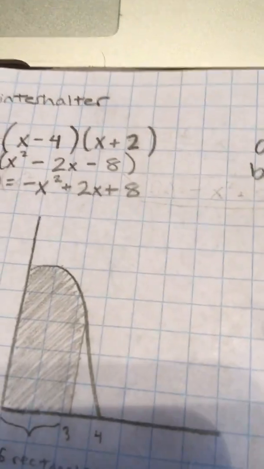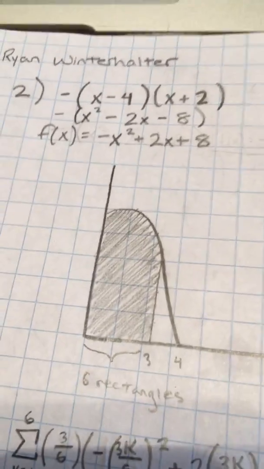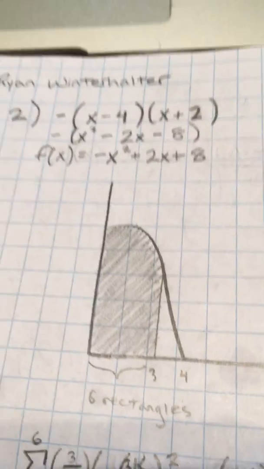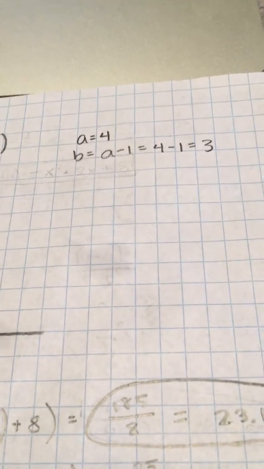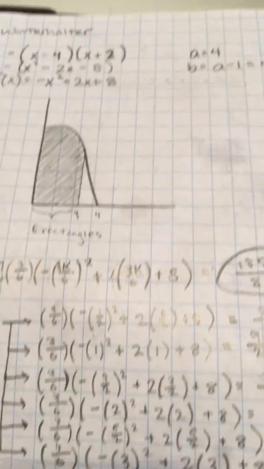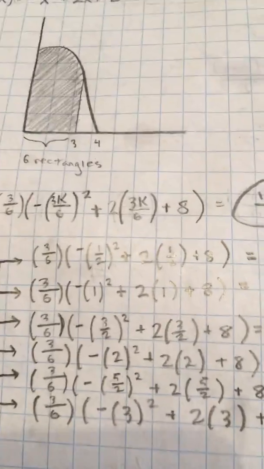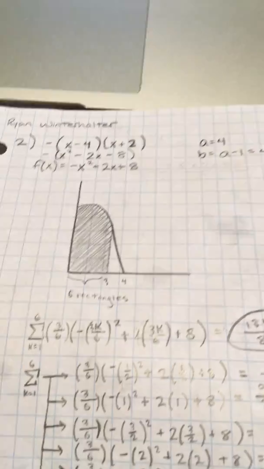So now, if we want to go from here, the first thing we have to do is label the positive x-intercept as a, so a equals 4. And then we have to make b equal to a minus 1, so b equals 4 minus 1, which equals 3. So now we have to estimate the area first between the graph of the function on the top and the x-axis on the bottom from the y-axis to b. X equals 3 here. And we are using 6 rectangles.